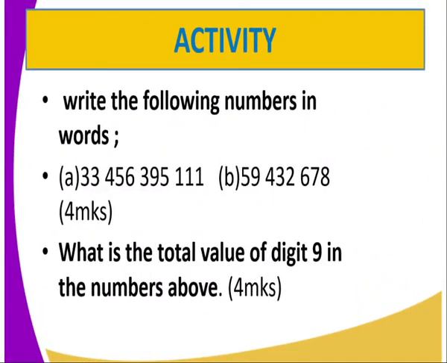Having said that, you can have the following activity whereby you are required to write the following numbers in words. A: 334,563,951,111. B: 594,326,78. And in part B, you are required to give the total value of digit 9 in each case. That is the numbers that I've just read, and you can see them from our screen.